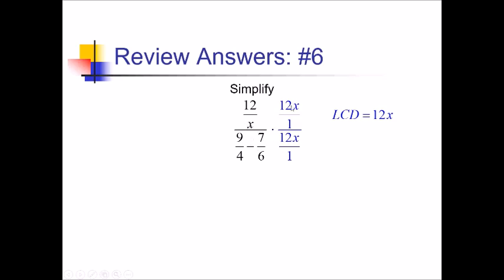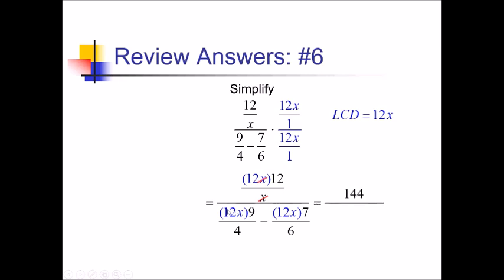So I've got a 12x times the 12 over x, and I also have a 12x times the 9/4 minus a 12x times the 7 over 6. And the reason that I did the LCD is because that has everything I need to cancel out all of the denominators. So I'm going to go through and do that now. The x's up here are going to cancel, leaving me with 12 times 12, which is 144. Down here, the 12 and the 4 can reduce. That gives me a 3 over a 1.